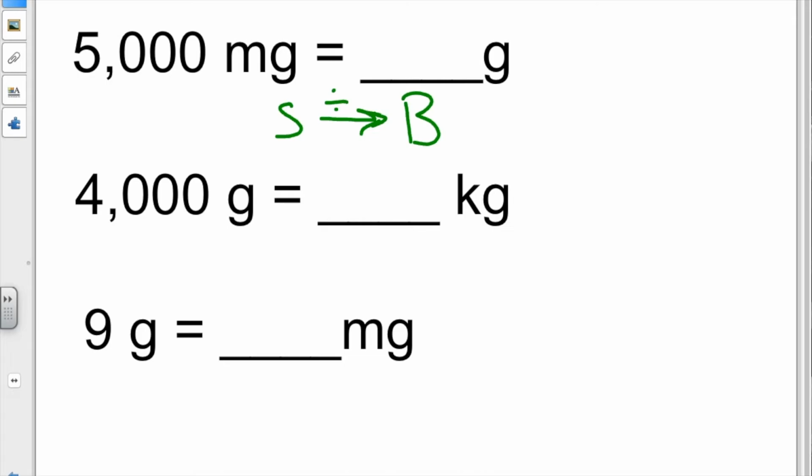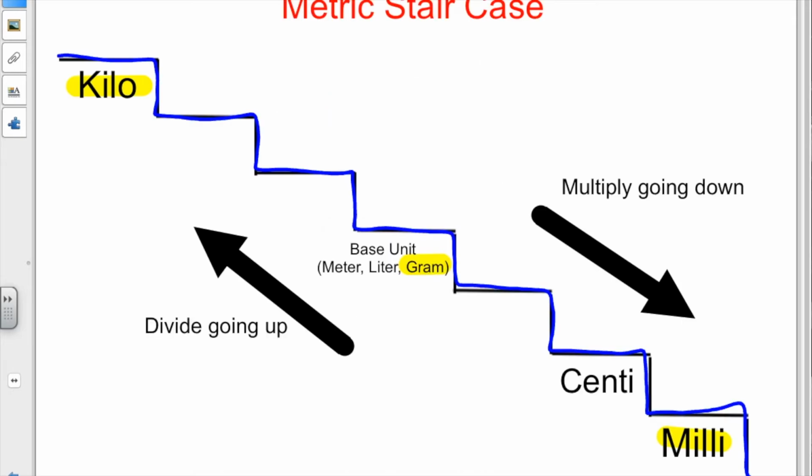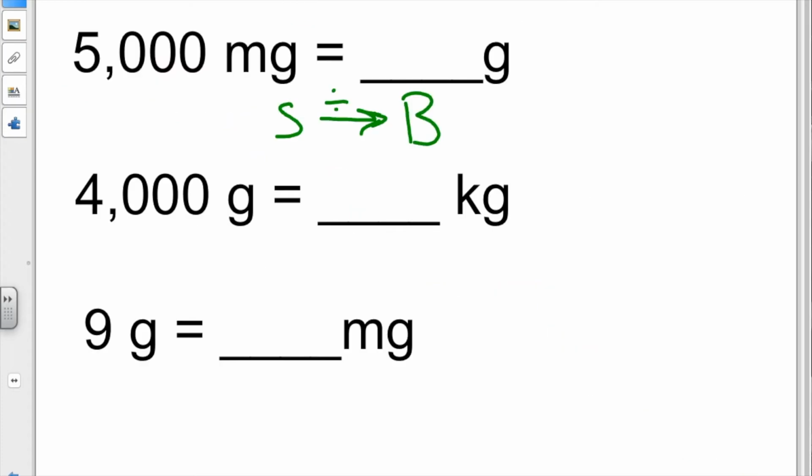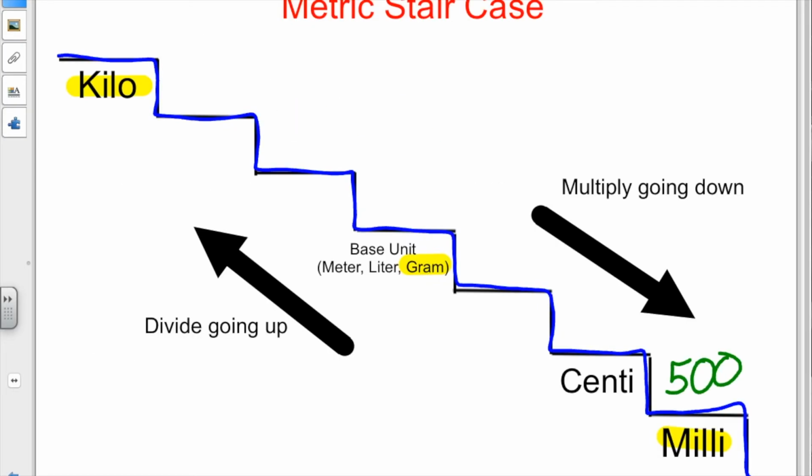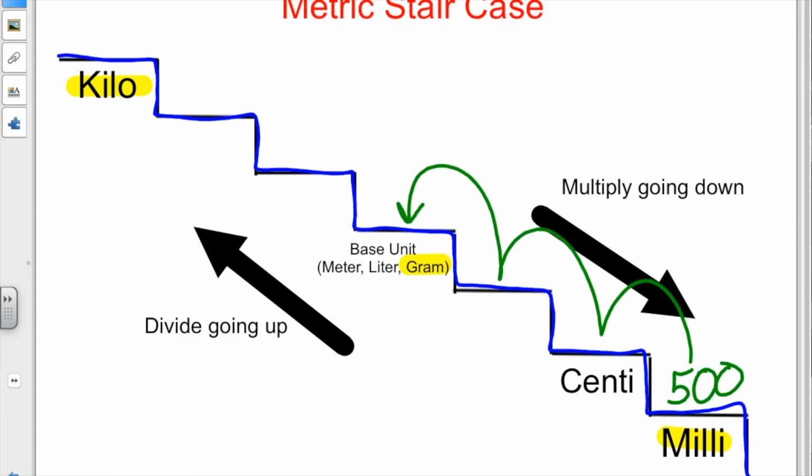So here we have 5,000 milligrams. And if I remember right, we're going up to grams, right? Yes, up to grams. So we have 5,000 milligrams, and we need to take them on up to grams. How many steps does it need to go up to get there? Well, it starts here, so you have to go 1, 2, 3 steps. And every step is a power of 10. So this would be 10 to the first, 10 to the second, 10 to the third. So we need to divide, because we're going up, by 10 to the third.